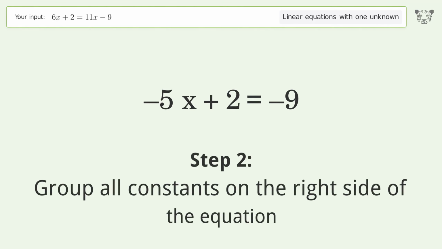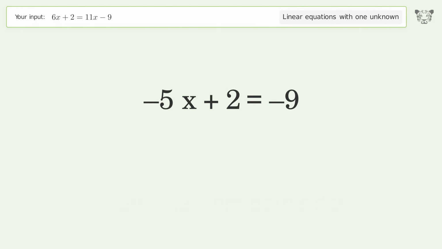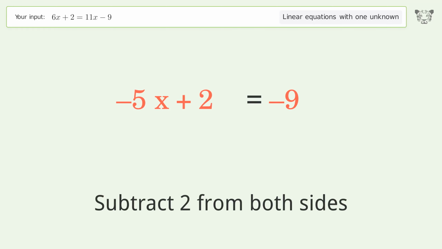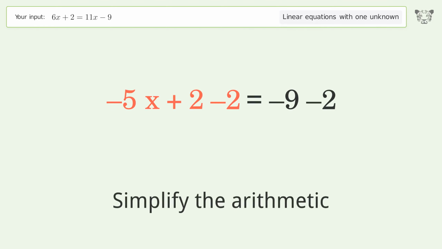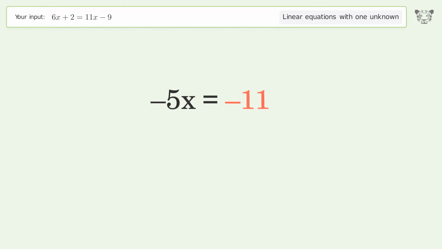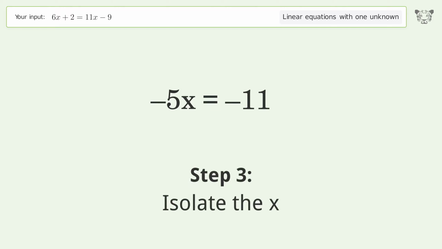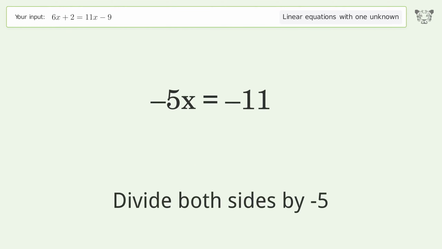Group all constants on the right side of the equation. Subtract 2 from both sides. Simplify the arithmetic. Isolate the x. Divide both sides by -5.